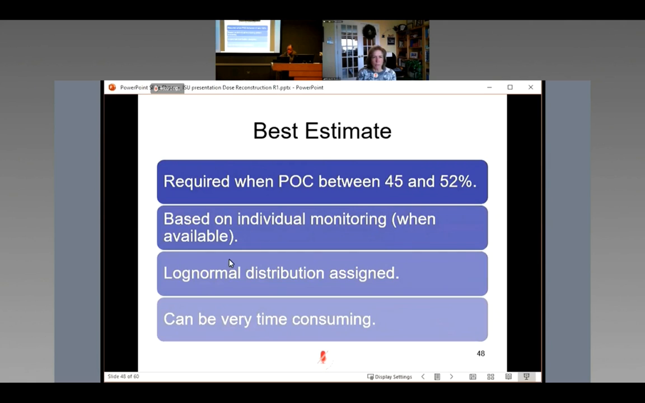This is somewhat misleading. A log normal distribution is assigned for doing an assessment of positive bioassay results. So a known intake, we would assign as a log normal distribution with a geometric standard deviation of 3. And these can be very time consuming, especially if the person has a lot of data.